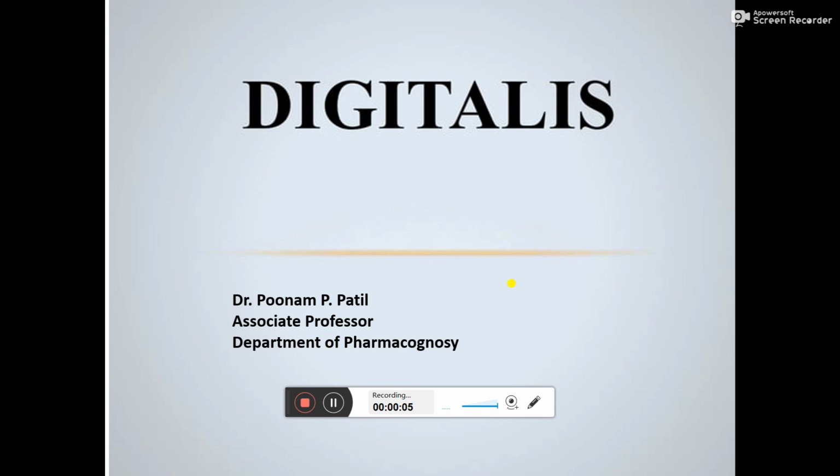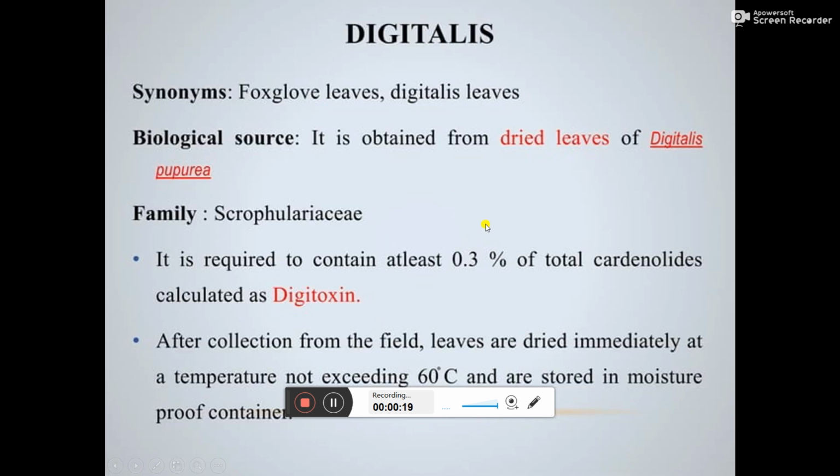Today I am going to discuss Digitalis. Digitalis is a well-known drug from the cardiac glycosides. There are various synonyms for this drug: Digitalis leaves, foxglove leaves. Biological source: it consists of dried leaves of Digitalis purpurea, belonging to family Scrophulariaceae.